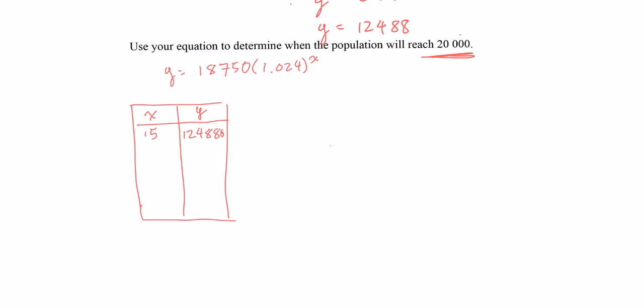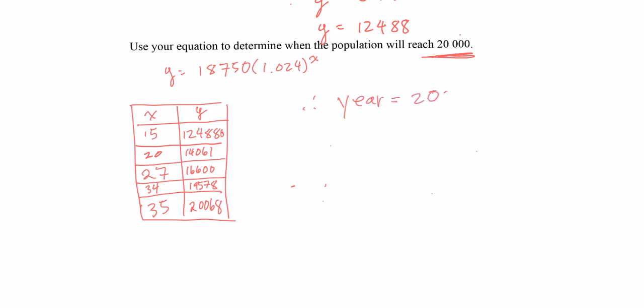The next number we're going to try is x is 20. If x is 20, when we substitute 20 in for x here, we end up with about 14,000. In this case, the actual answer is 14,061, which is nowhere near what we're looking for. So I'm going to try, say, 27, something way higher. 27 gives us 16,600, which is a little better, but not quite as good. Next, we're going to try 34. When we try x is 34, we get 19,578. And when we try 35, we get just enough over, 20,068. Therefore, the year is equal to 2005 plus 35, which is equal to 2040.